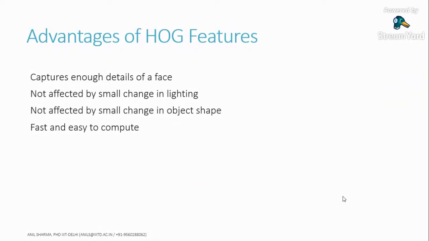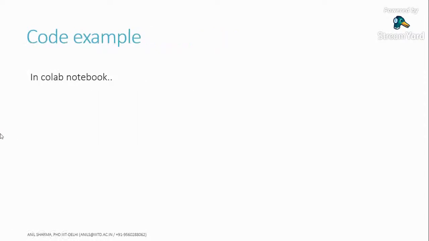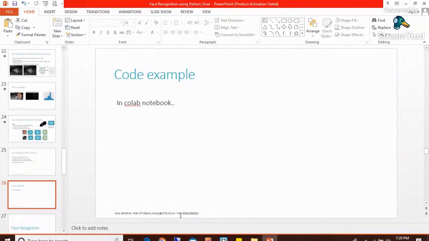Before going to the code example, let's just see a few of the advantages of HOG features, why we have used this in our example. These HOG features capture enough detail of the face, as we have seen in one of the slides, and they are not affected by small changes in lighting and small changes in the object shape. And they are fast and easy to compute as compared to a neural network. So this was an introduction to face detection. Now let's see a code example of how we can perform face detection in Python.